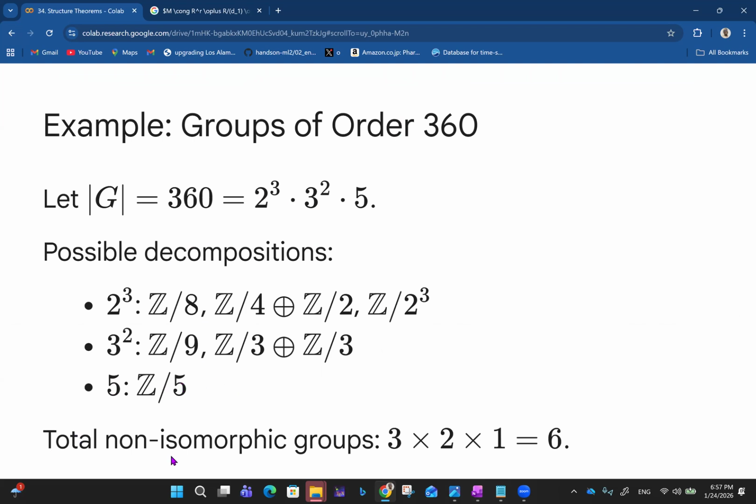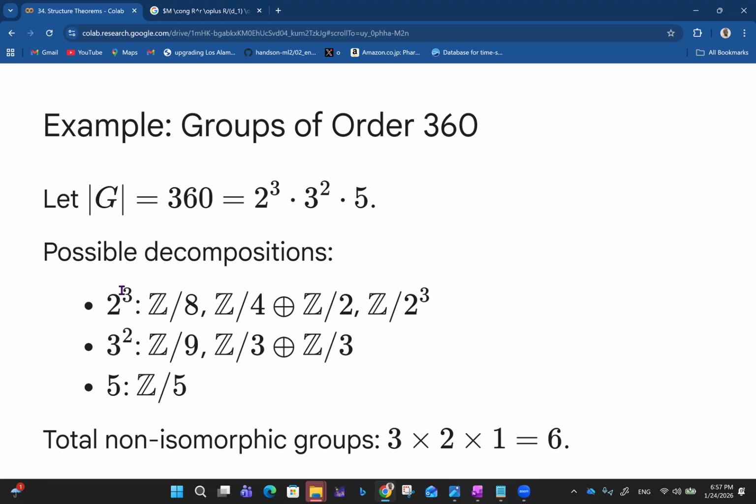So we can see that the total non-isomorphic groups we can form will be 3 times 2 times 1. That is 1, 2, 3 here. This 1, 2, 3, then 4, 5, and 6. So these are the total non-isomorphic groups we can form.